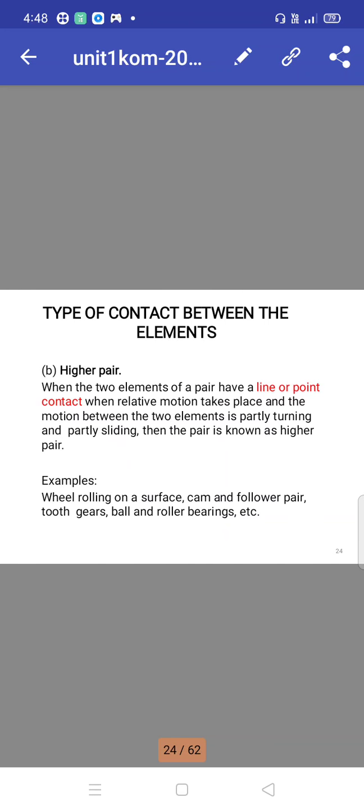Type of contact between the elements. The second one is a higher pair. When the two elements of a pair have a line or point contact, when relative motion takes place and the motion between the two elements is partly turning and partly sliding, then the pair is known as higher pair. Examples: wheel rolling on a surface, cam and follower pair, tooth gears, ball and roller bearing.